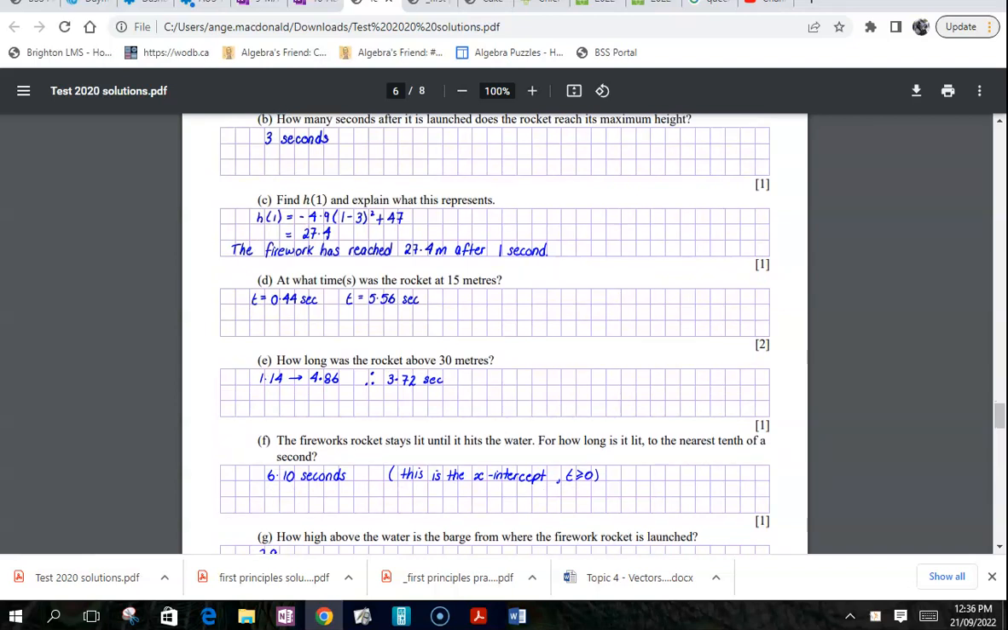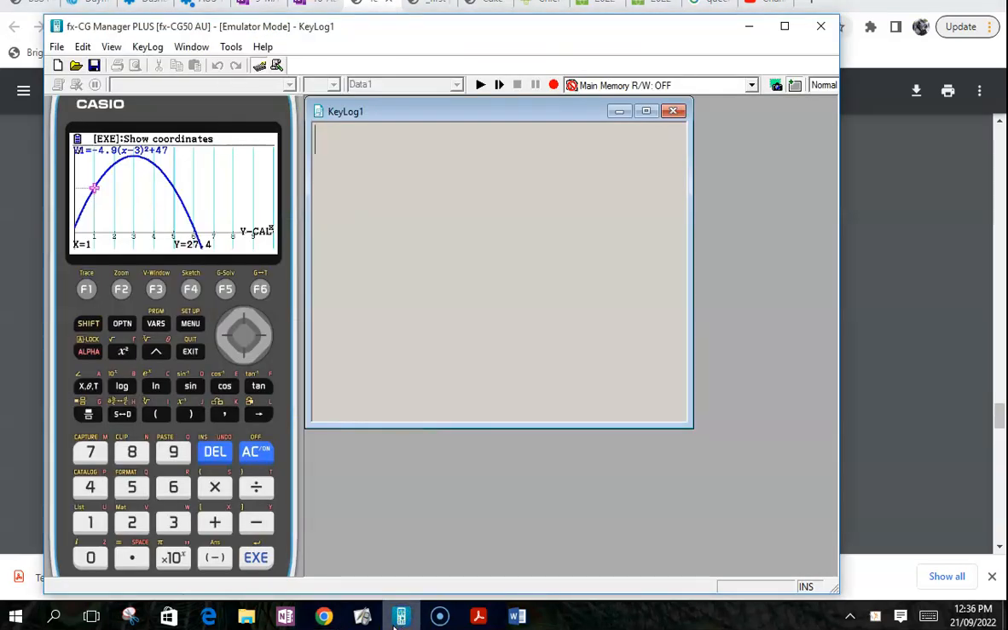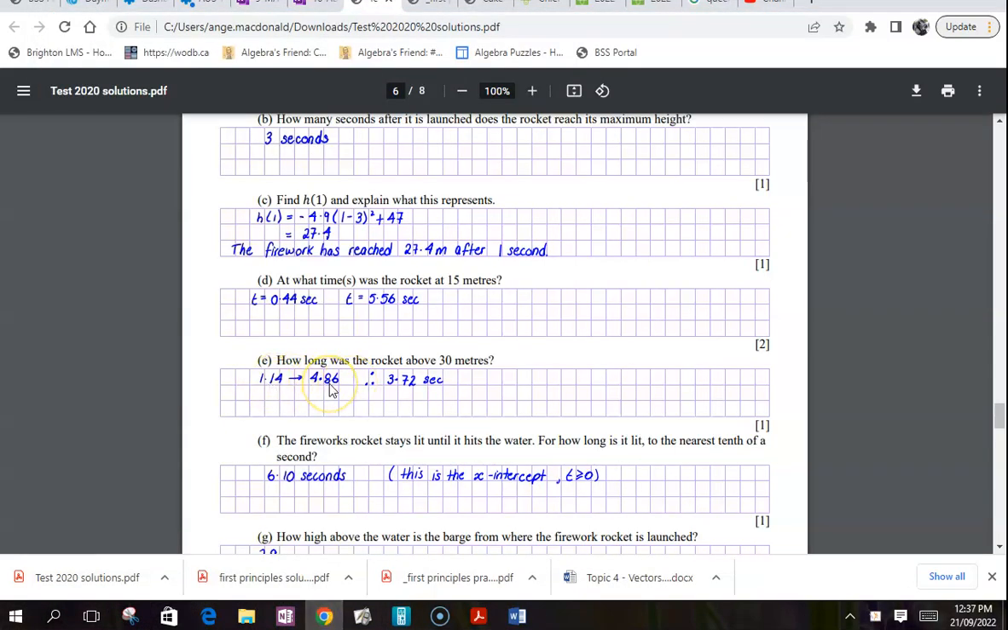All right, at what time was the rocket at 15 meters? This time you're finding your X value. So you could go G-solve, X-calc, and when Y is 15, we get one value, use your arrow keys, you get the next. Another way you could do it is to pop in 15, because that is now the height there, and we G-solve intersect. I'm a fan of this, it just helps me visualize things. And you can see those 2 answers are what we got here: 40.44 seconds and 5.56 seconds.